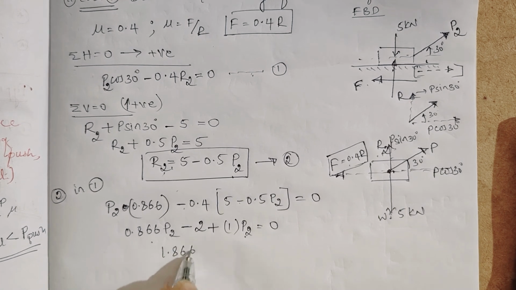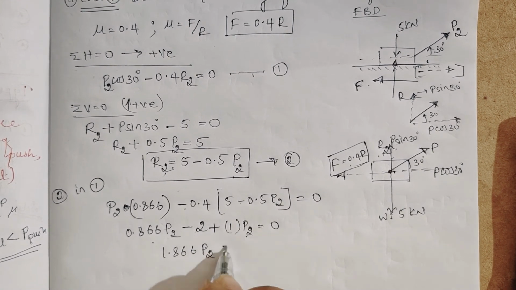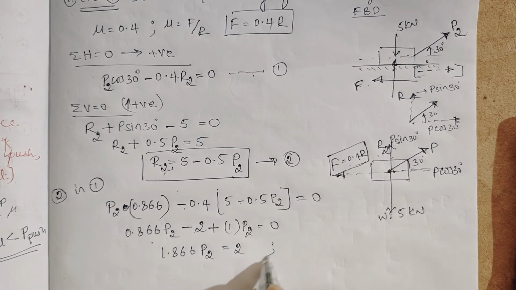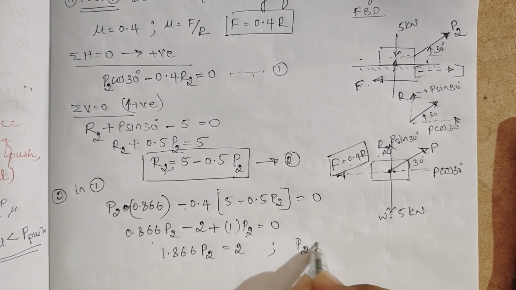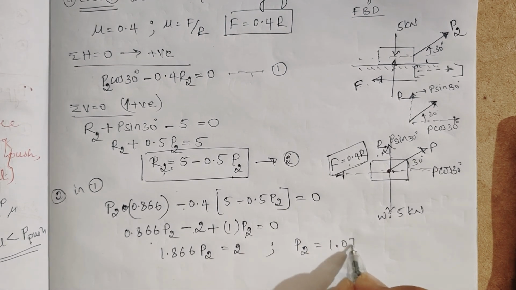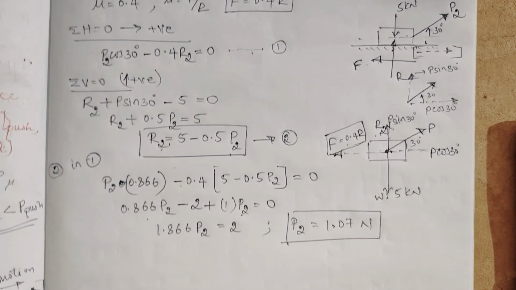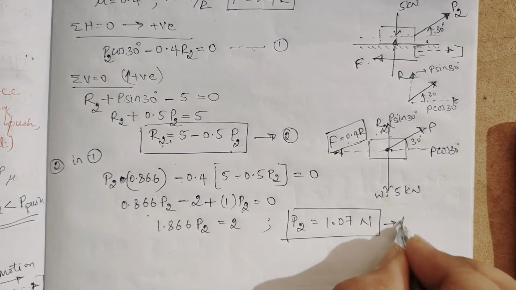1.866, this 2 I'll send it to that side, is equal to 2, therefore P2 is equal to 2 divided by 1.866, that is 1.07 Newton. So this is the force due to pulling.